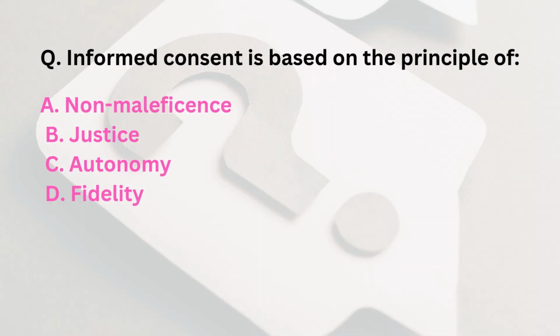Next question. Informed consent is based on the principle of, options are non-maleficence, justice, autonomy, fidelity. The correct answer is C, that is autonomy. This principle focuses on the patient's right to self-determination and the freedom to make choices about their own body and medical care. Informed consent ensures that the patients have the information and understanding necessary to make decisions about their treatment options. Regarding other options, we discussed in last question.